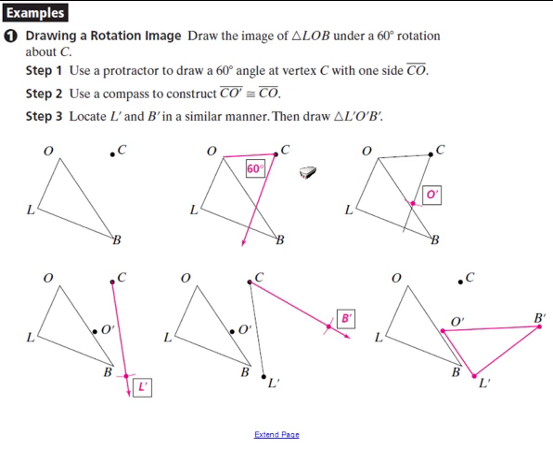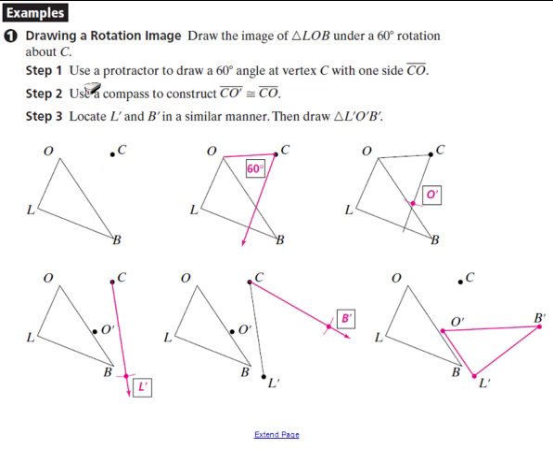Here they're telling you how to do this using a protractor. Again, we're not going to focus on this. I'd like you to see it, but I'm not going to actually make you do this in terms of using the protractor to draw a rotation. So what they want you to do is draw the image of triangle LOB under a 60 degree rotation about point C. So again, if we had this triangle on a piece of paper and we stuck a pin through that piece of paper at point C so that we could spin the paper around without L, O, and B changing, and with point C staying exactly where it is, that's what we're talking about. So this whole thing would just kind of travel up along here.